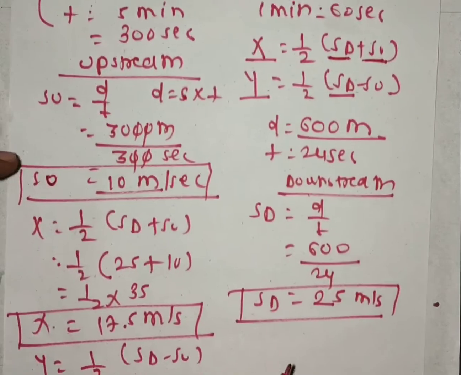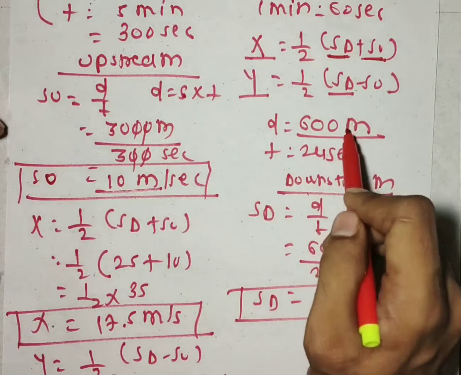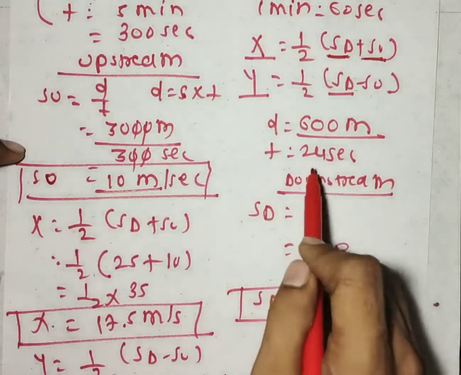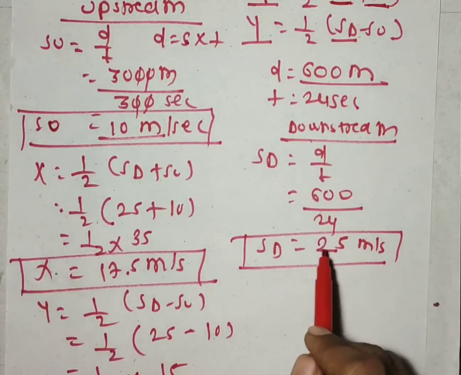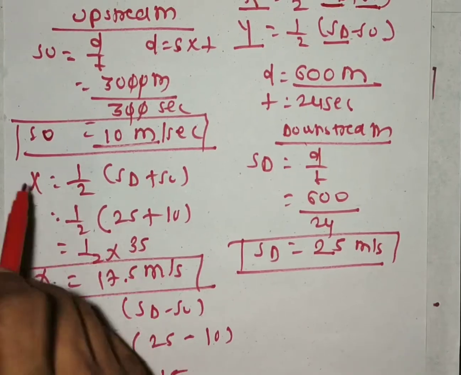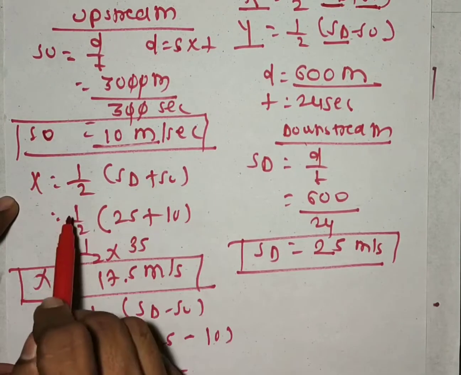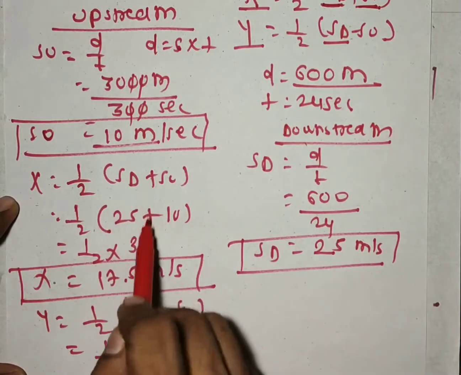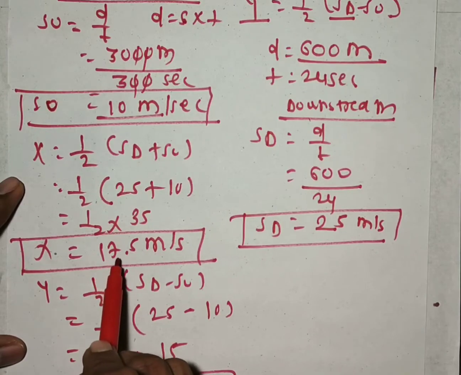Similarly, in the downstream case, downstream speed is equal to distance upon time. Distance is 600 meter and time is 24 seconds. So I got the downstream speed as 25 meter per second. But we have to calculate the values of x and y. X is equal to 1 upon 2 of SD plus SU, that's 1 upon 2 of 25 plus 10. So 1 upon 2 into 35 is 17.5 meter per second. This is the speed of the boat in still water.